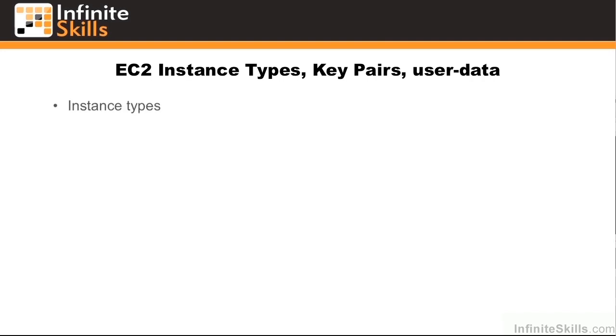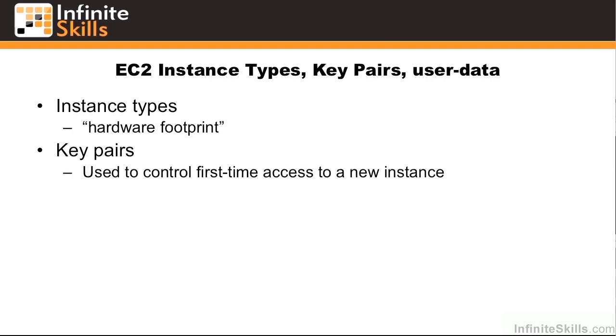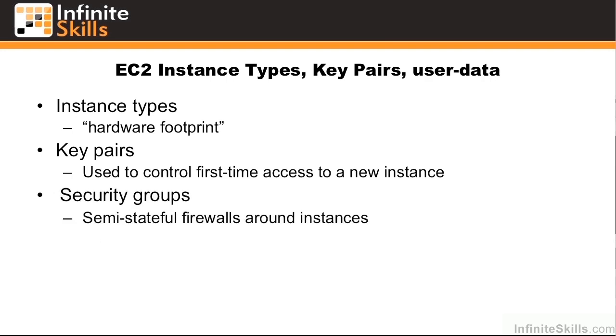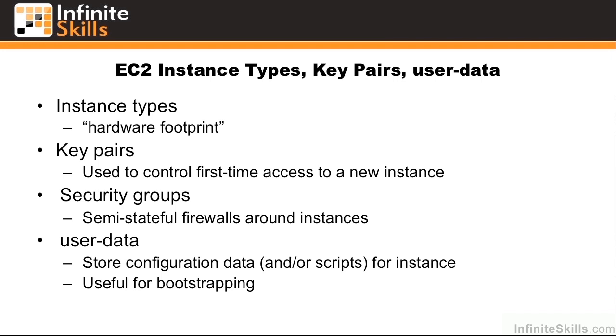In this chapter, we covered instance types, which are the hardware footprint, EC2 key pairs, which allow first-time access to the new instance, security groups, which are the semi-stateful firewalls around the instances, and user data, which stores configuration data and is useful for bootstrapping the machine.